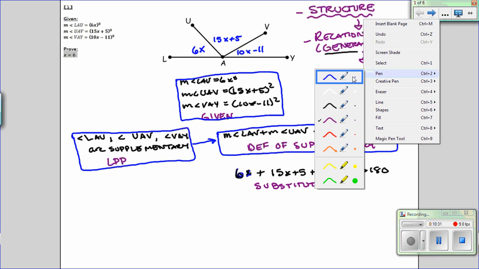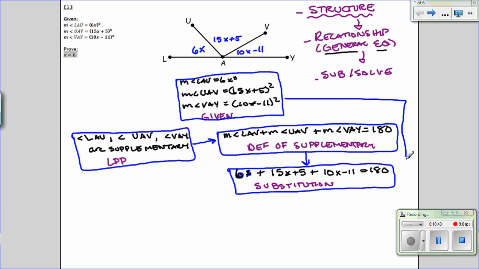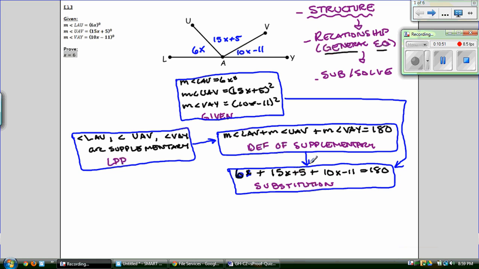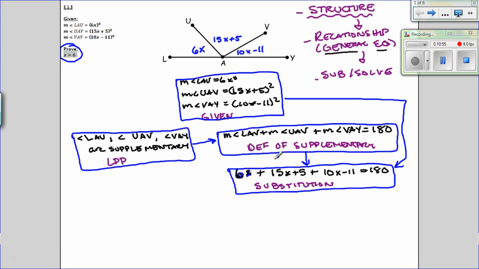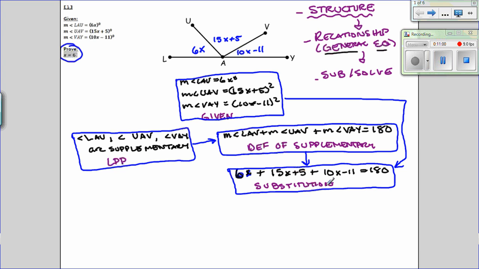Now again, the idea of where this came from: I replaced this equation, but I'd also acknowledge that I got the values from our givens, which is why I now have two arrows here. All we have to do now is solve it. The whole point of the substitute and solve step is to get to the answer. In this case, we're trying to prove x equals 6. The individual algebraic steps are not important, but if I took 6x plus 15x plus 5 plus 10x minus 11 and actually did the steps to solve it, we would end up with x equals 6.